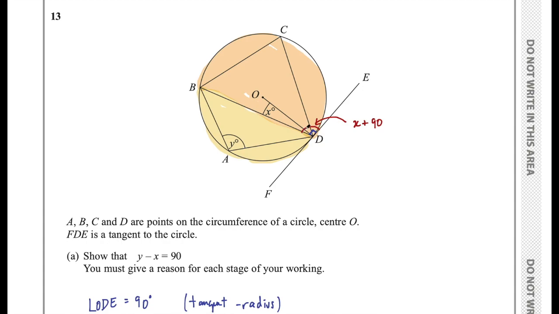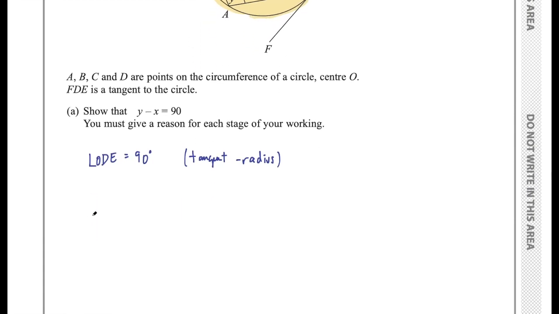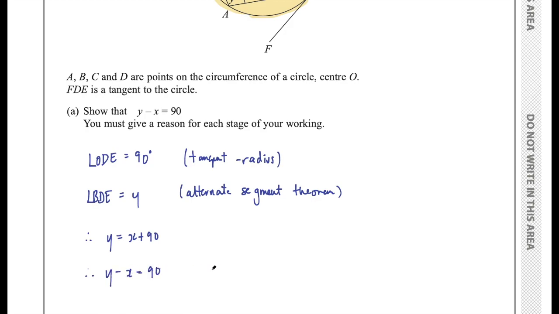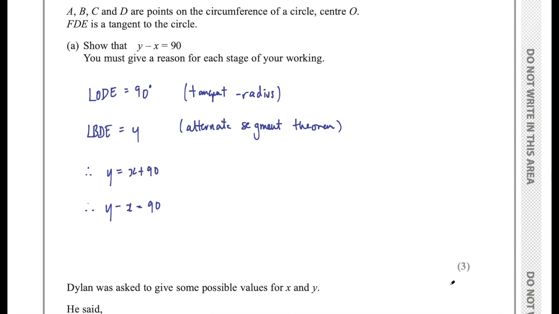Anyways, we showed this angle is equal to x plus 90. We also showed it equals y. So let's go and firstly write that down. We can say that angle BDE is equal to y. This is the alternate segment theorem. And then, therefore, y equals x plus 90. Therefore, y take x equals 90. Okay, so that should be enough for the 3 marks there for part A.